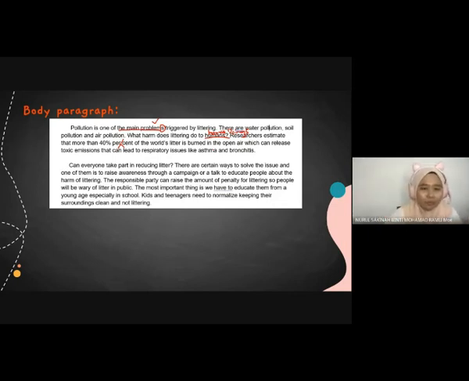So, what I would do is, researchers estimate that more than 40% of the world's litter is burned in the open air. Okay, titik kat sini. Tak ada masalah, titik. But we want to emphasize this one particular effect of litter tu tadi kan. And then, you can continue. You can start again with the toxic emissions which is released by the litters can lead to respiratory issues like asthma and bronchitis.